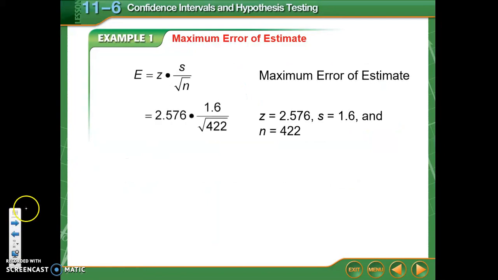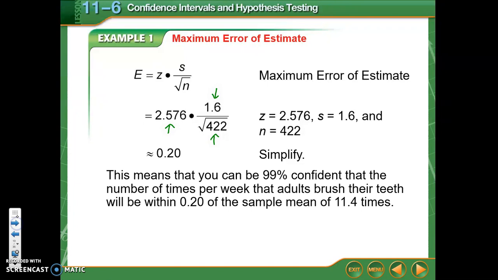So then we just plug into our formula. There's our z-value, our standard deviation. There's our sample size. We just plug and chug, and we get about 0.2. This means, because we did a 99% confidence interval, you can be 99% confident that the number of times per week that adults brush their teeth will be within 0.2 of my sample mean. So 11.4 was my sample mean. This maximum error of estimate means the farthest off I can be is 0.2 in any direction. So I could go up to 11.6 or down to 11.2, but I can be 99% confident that my actual mean will be in the range from 11.2 to 11.6.